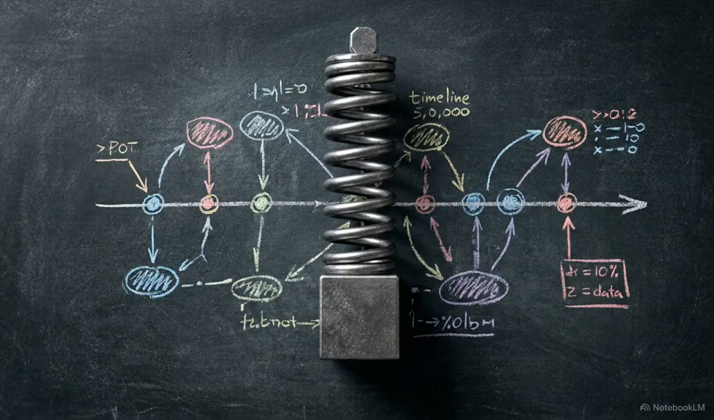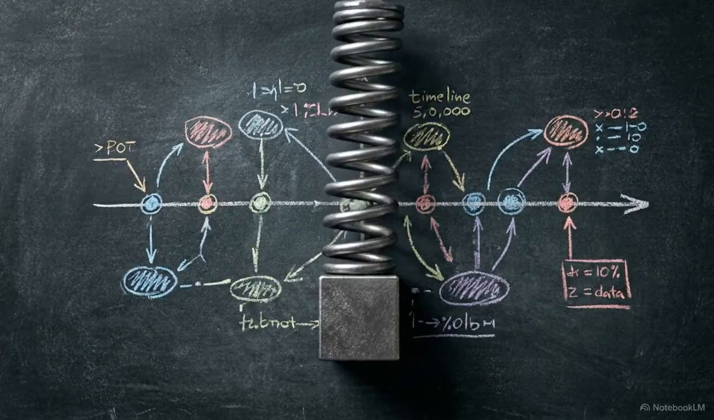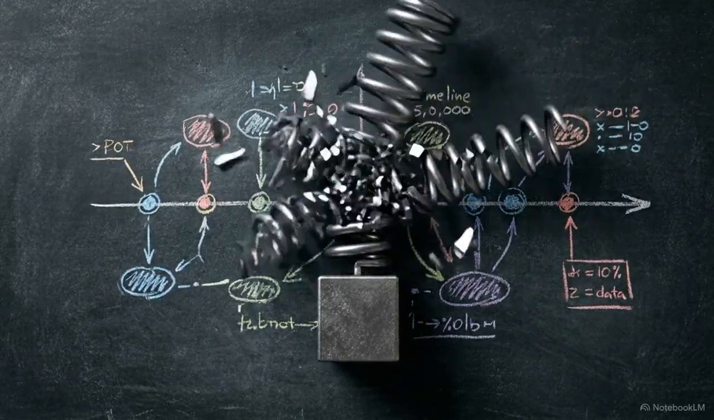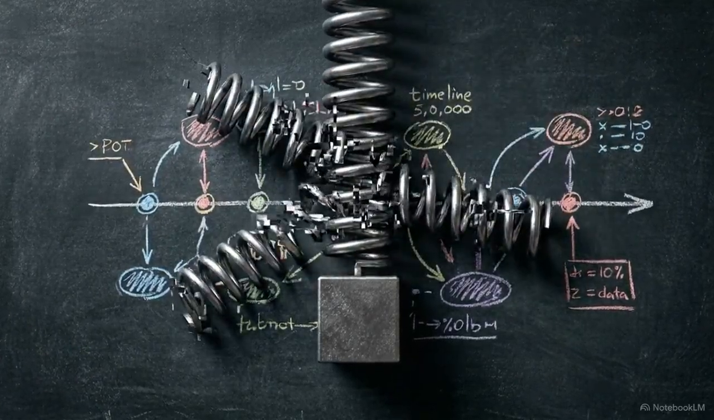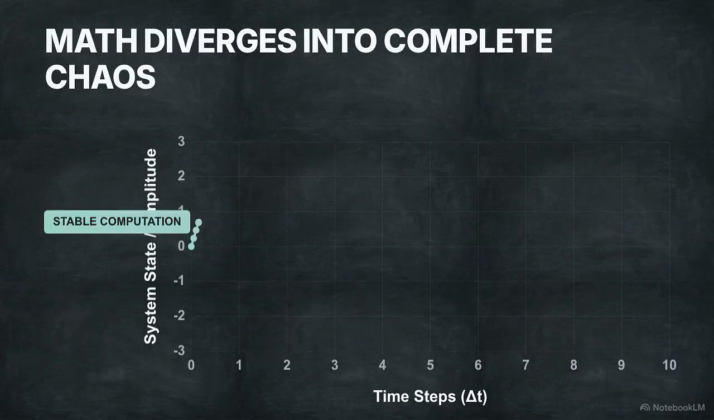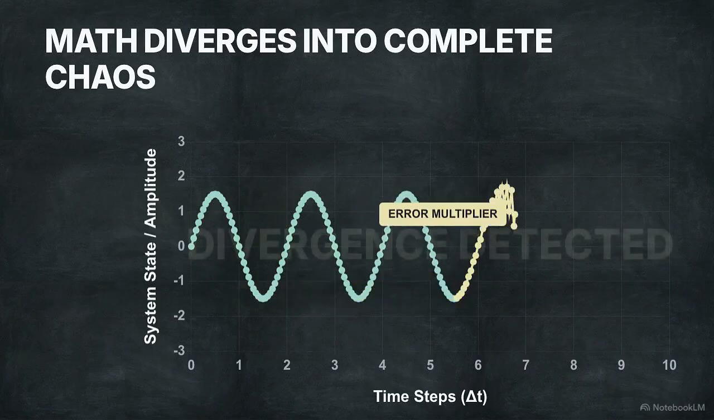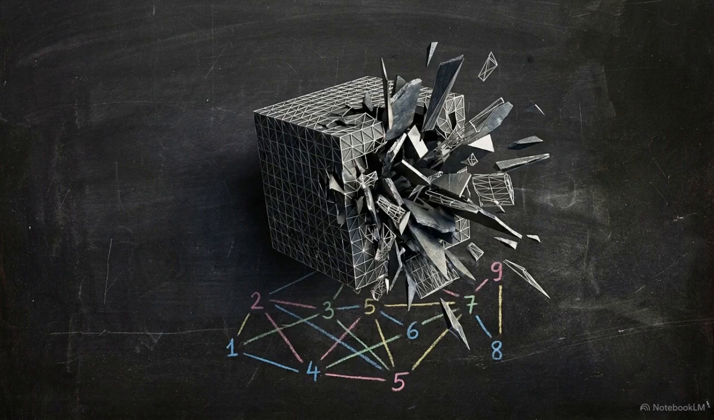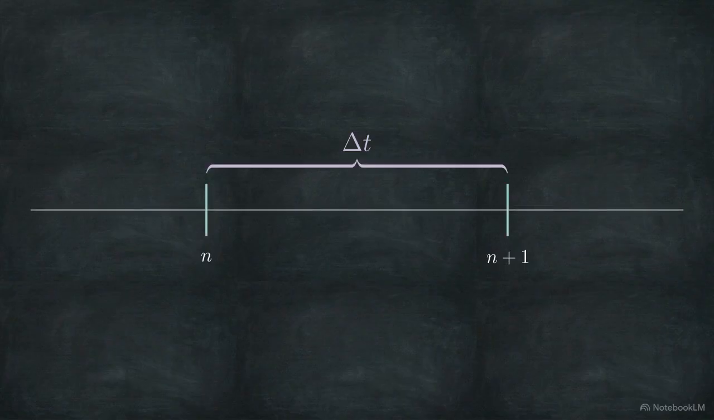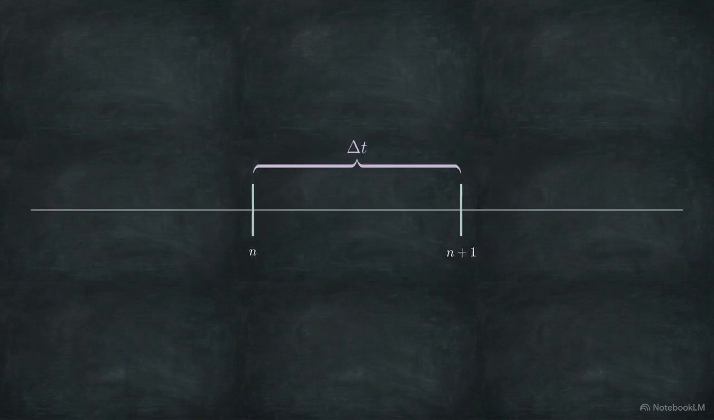If that gap is too wide, the direct update overshoots the true physical reality, pumping artificial, non-existent energy into the simulation. When the bounds of conditional stability are broken, the error multiplies. The math diverges into complete chaos. The algorithm's greatest strength, its blind, uncorrected forward momentum, becomes its exact mechanism of failure if the steps are too wide. To prevent mathematical divergence, the time increment, delta t, must remain microscopically small.